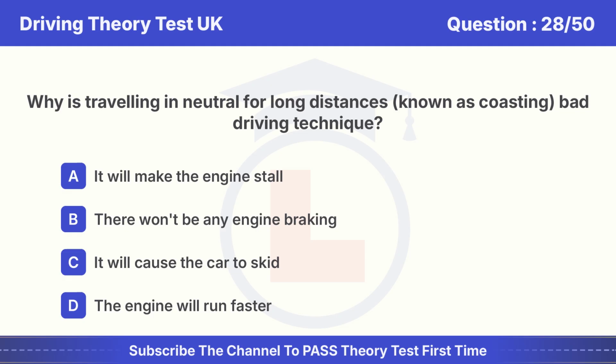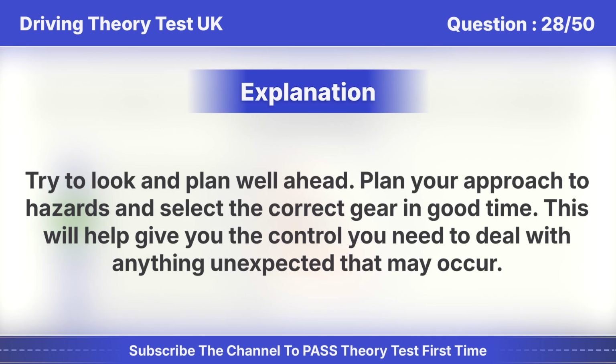Question 28. Why is traveling in neutral for long distances, known as coasting, bad driving technique? Answer is B. There won't be any engine braking. Try to look and plan well ahead. Plan your approach to hazards and select the correct gear in good time. This will help give you the control you need to deal with anything unexpected that may occur.